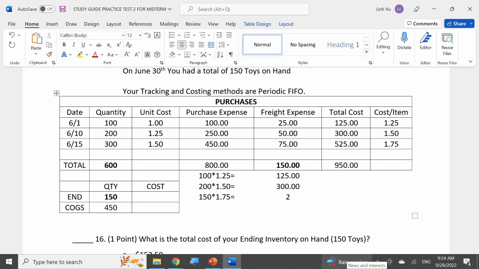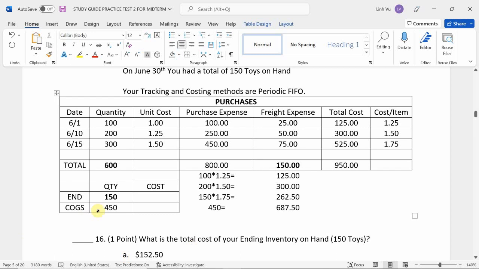Two hundred 200. Two after the cents. That's correct. So add those up together. So you have a total of 450 units at a grand total of $687.50. $687.50. Okay.